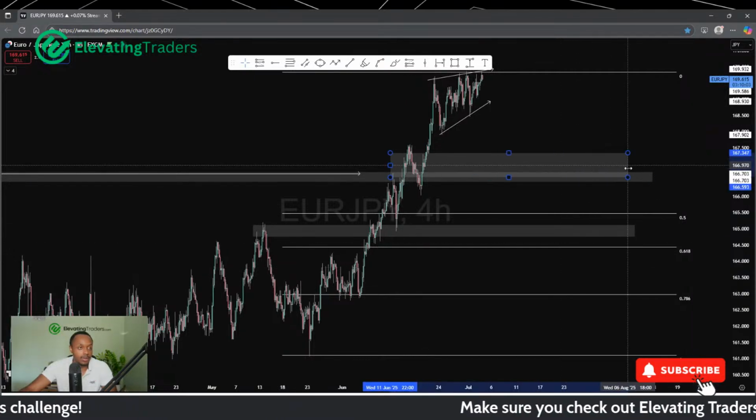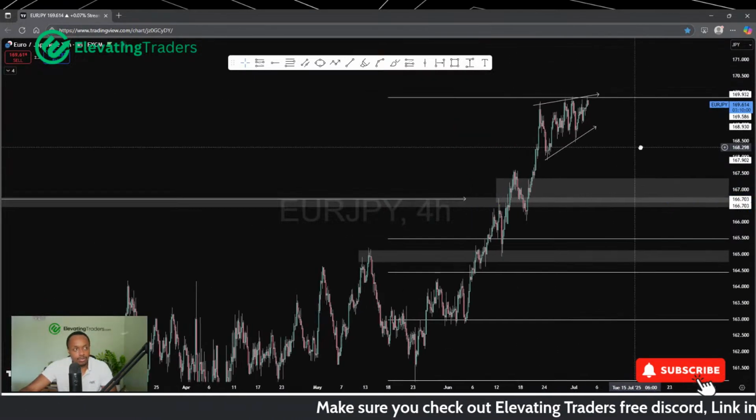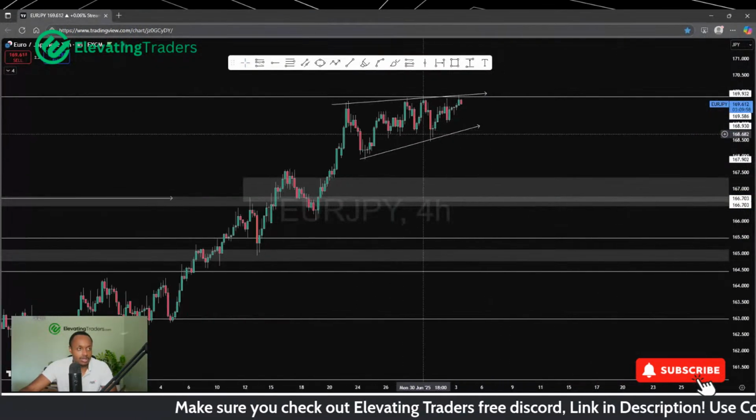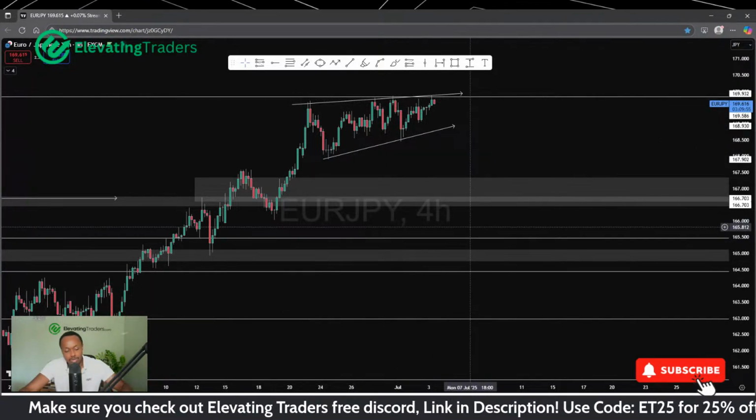So yeah, keep an eye on Euro Yen. Definitely a nice setup there, but the pullback is essential. I'm not interested in this corrective behavior. I'm looking for price to push lower.